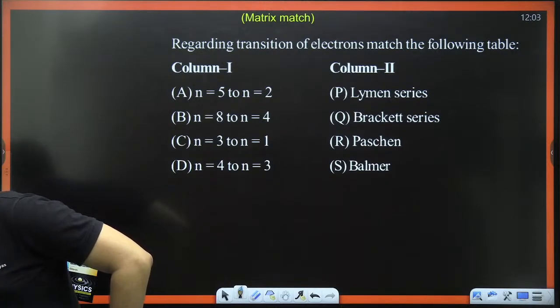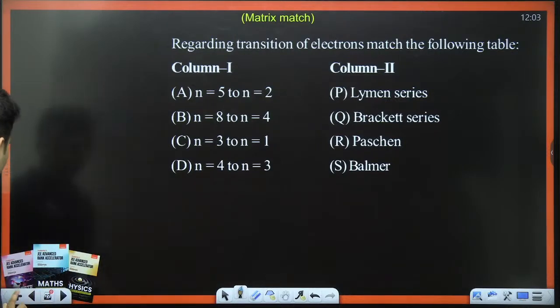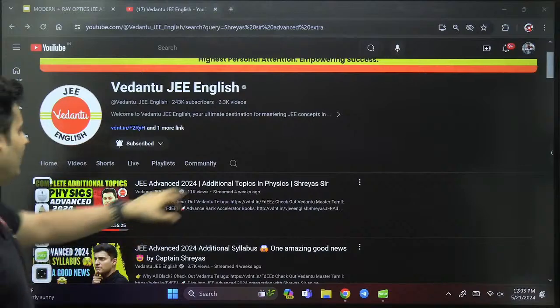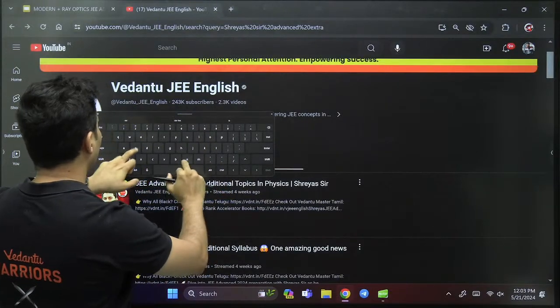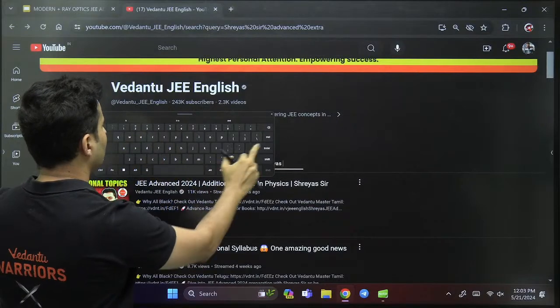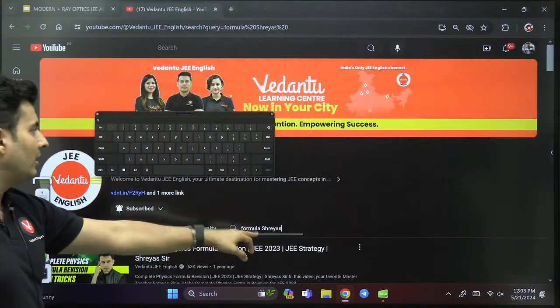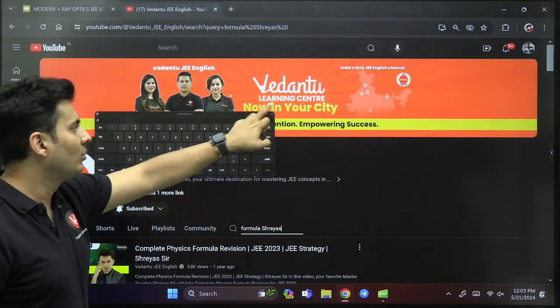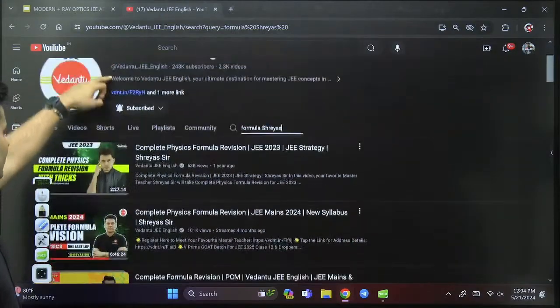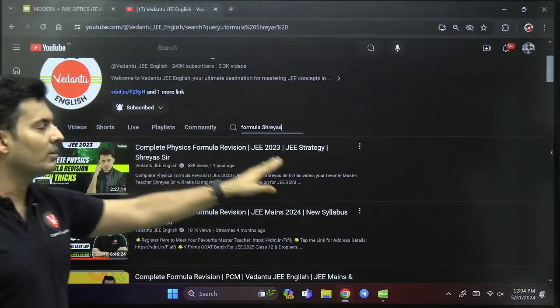Okay. Any trick to remember these formulas? They are all a bit confusing. Varshita, I'll tell you, there is a beautiful formula revision class which I had conducted. Just check it out. I don't know how many of you have seen it. Just search for formula Shreyas on the channel, not here, in this part. If you're on the mobile, it might be slightly difficult. You can see this. Okay, complete physics formula revision.